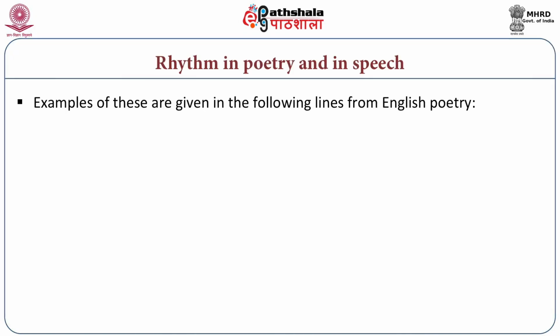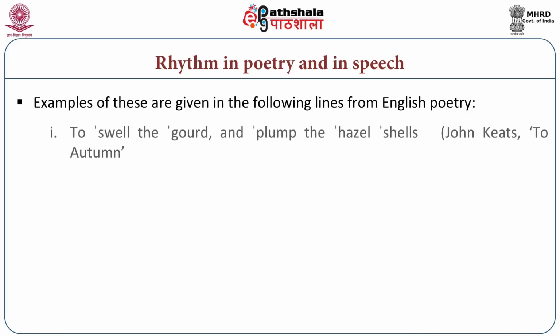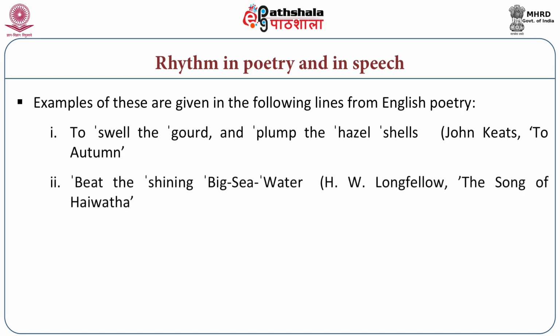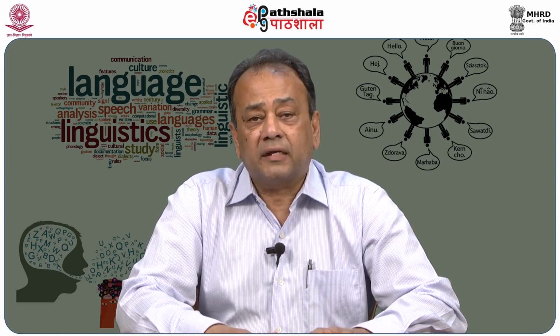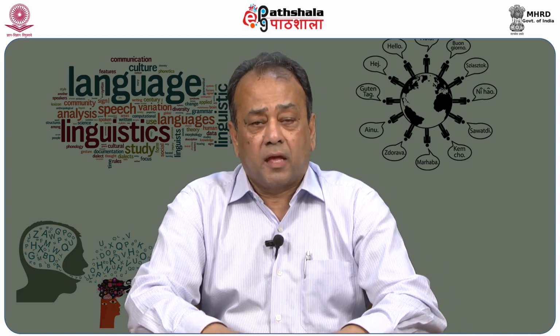Take a look at some two lines from two different poems. To swell the gourd and plumb the hazel shells. So, da da da da da da da da da da. Beat the shining big sea water. Da da da da da da da da. The first line exemplifies iambic meter, and the second line exemplifies trochaic meter. It is the regularity in the patterning of the stressed, unstressed syllables that characterizes poetic line.